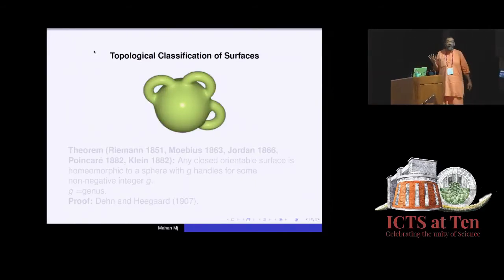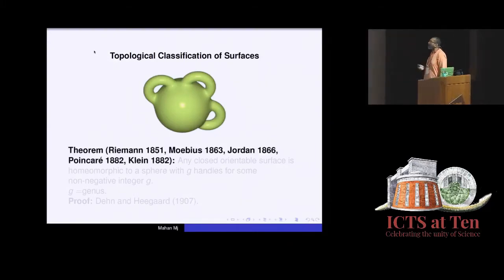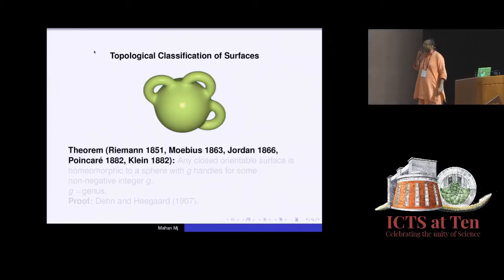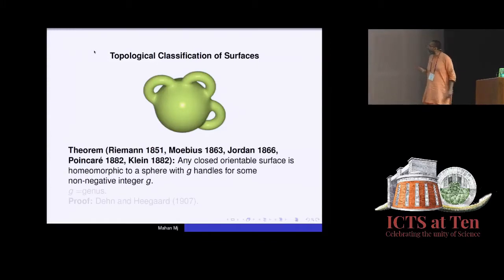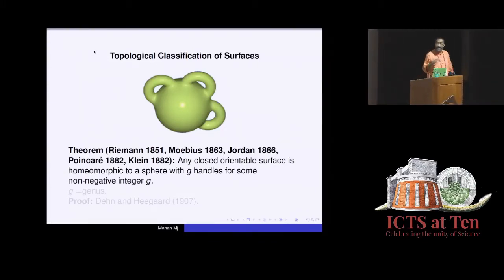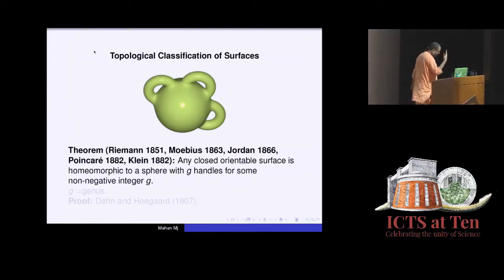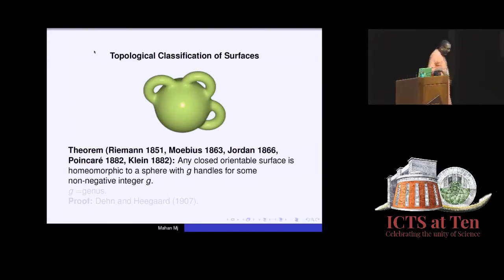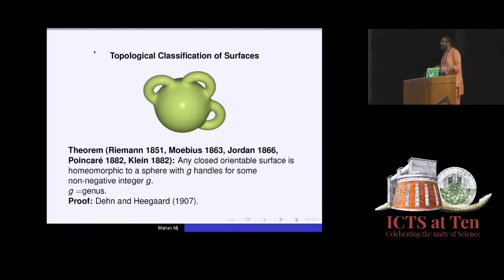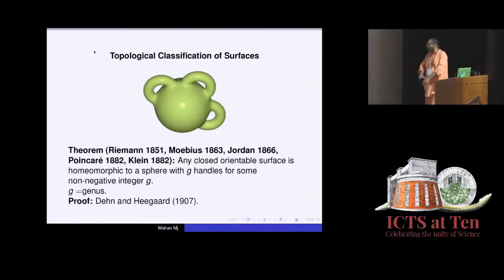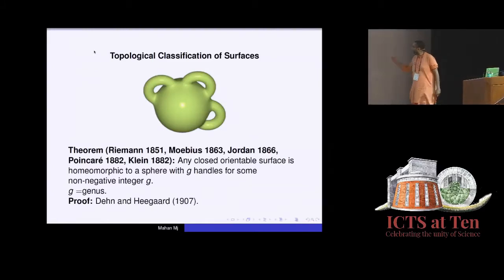So these are all closed two-dimensional manifolds. Closed orientable surfaces are homeomorphic to spheres with G handles. This was conceived by a bunch of people, Riemann, Möbius, Jordan, Poincaré, Klein, in the mid-19th century, but the formal proof had to wait for the early 20th century, by Dehn and Heegaard. So this G is the genus.